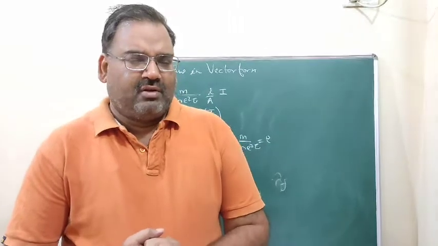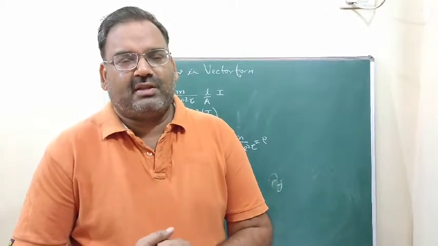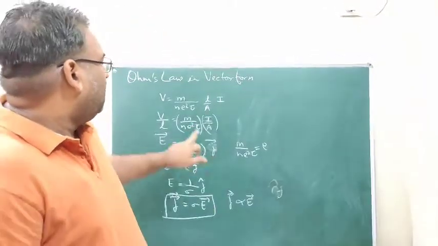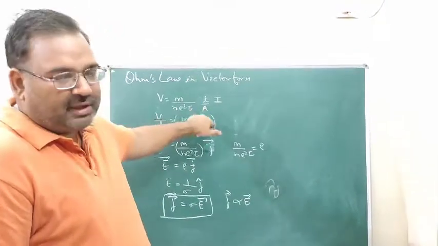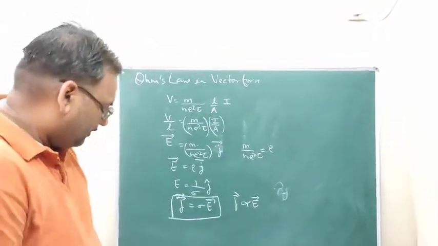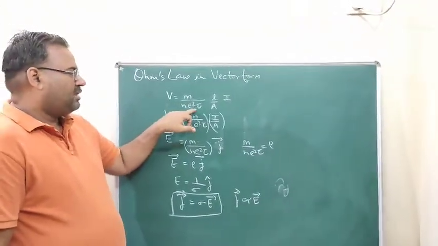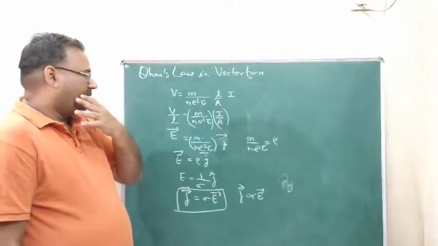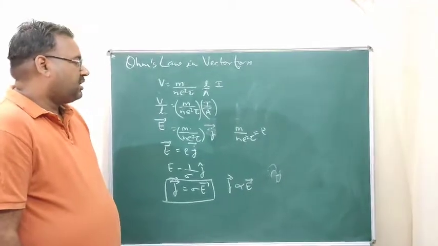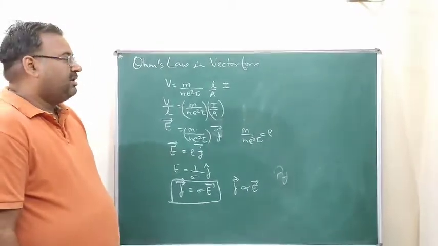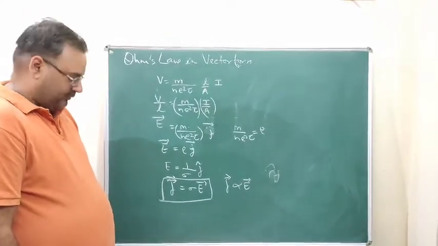So we have the formula for the potential difference. V equal to m upon n e square tau, l upon A into I. This is a relation that we had derived, where m is the mass, n is number of electrons, e is the charge on electron, tau is the relaxation time, L is the length of the wire, A is the area of cross section of the wire, and I is the current.